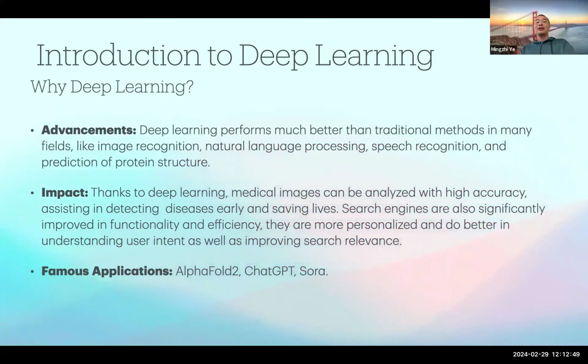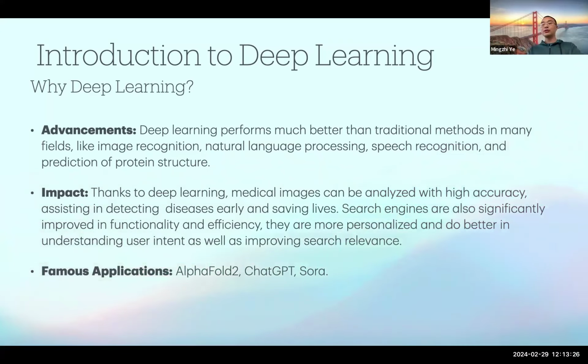And then, why do we use deep learning? First is that it has a lot of advantages, and it performs much better than traditional methods in many fields, like image recognition, natural language processing, speech recognition, and prediction of protein structure. The impact is that thanks to deep learning, for example, medical images can be analyzed much better with higher accuracy, assisting in detecting diseases early and saving lives.